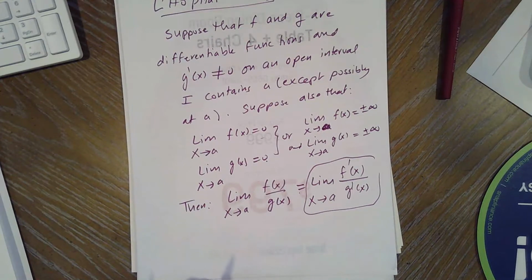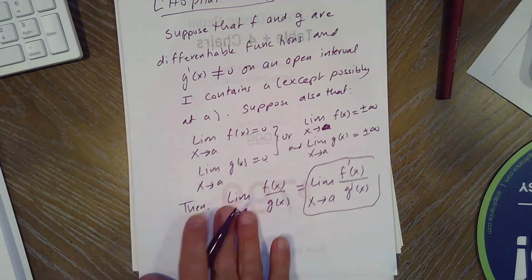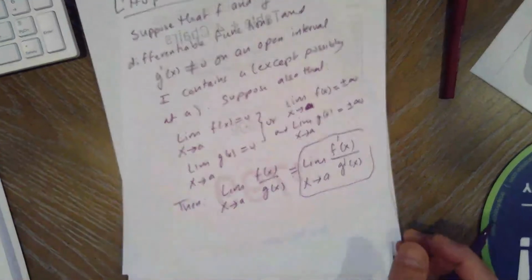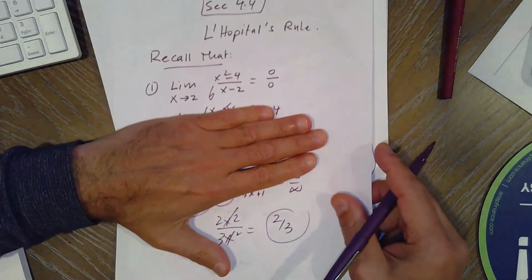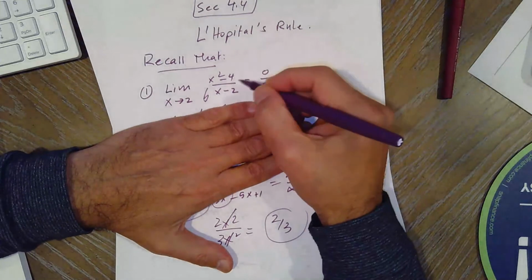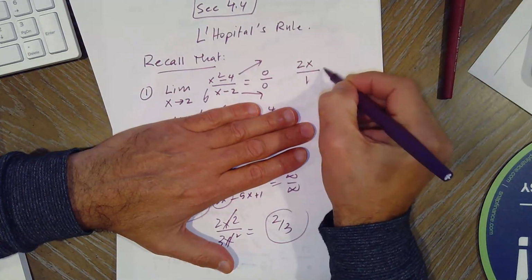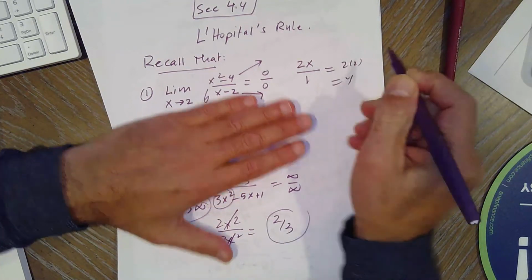Okay, that's going to give you the same result, which is pretty neat. I am looking at the examples right here. Remember how we did this by factoring and we got 4. If we get 0 over 0, we can do derivatives here. So it would be 2x over 1. 2 times 2 is 4. So the answer is 4.